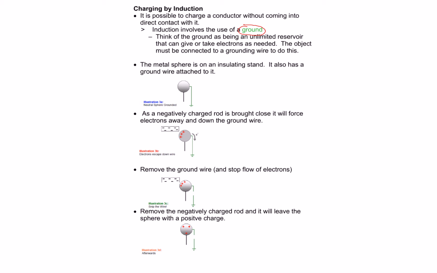So if we need electrons, it'll take some from the ground. If we have too many, it'll push them down to the ground. And that's what a ground wire does. It just sort of tries to balance things out to make sure things don't get charged up.